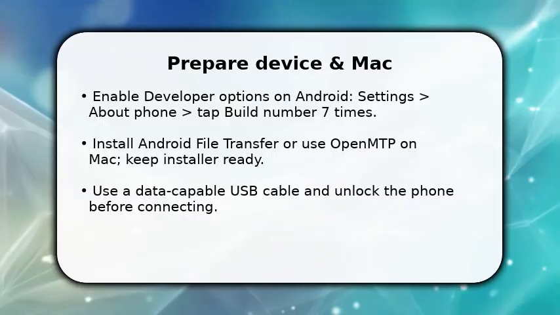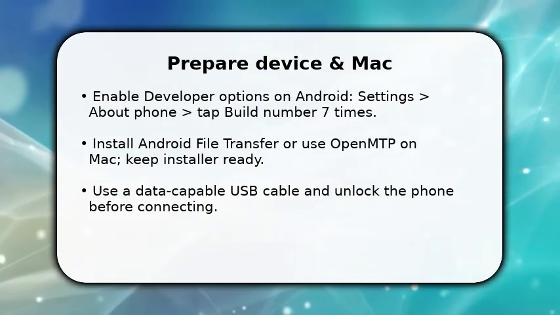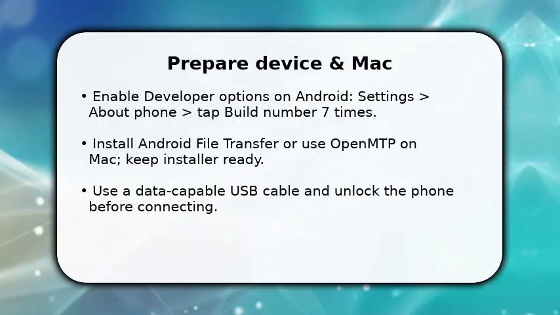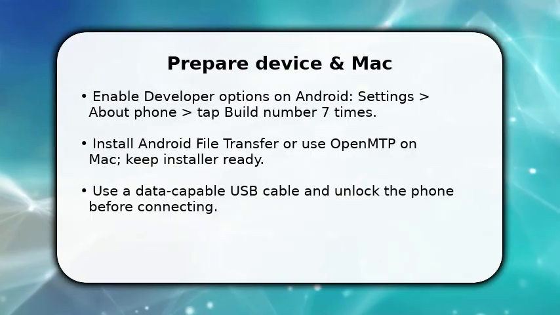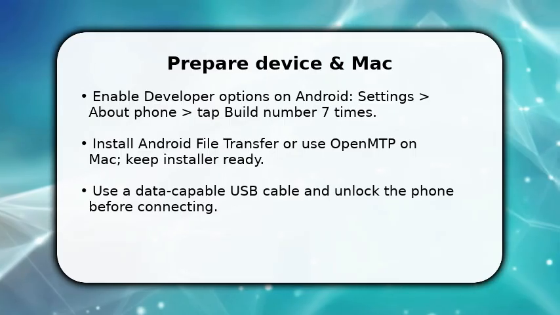Enjoy the video. You start by preparing both devices. Enable developer options on your Android so you can control USB mode, and install Android File Transfer or OpenMTP on the Mac so the file system is accessible. Use a known good data cable and unlock your phone before plugging in.